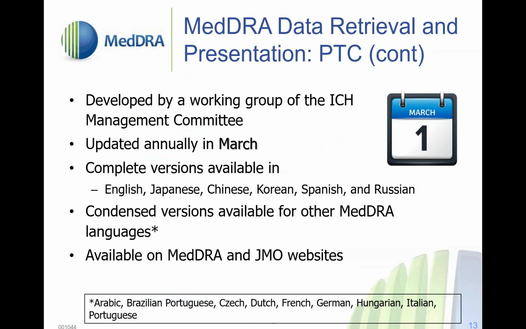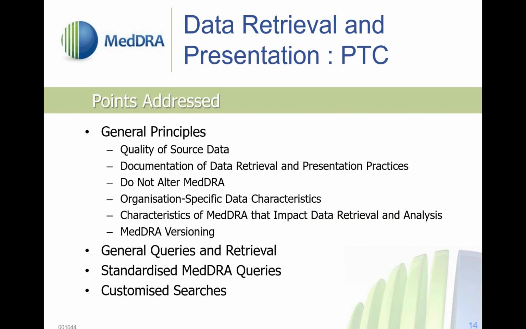JMO is the Japanese MedDRA organization, because when MedDRA was created, it was created in both languages, English and Japanese. The JMO is our sister organization tasked with maintenance of MedDRA in the Japanese language. When you look over that PTC document for data retrieval and presentation, it has a few different sections. We're going to go over the first 2 sections, general principles and general queries and retrieval. But the last 2 sections, for standardized MedDRA queries and customized searches, are outside the scope of our presentation today.